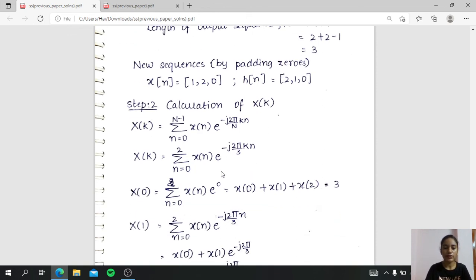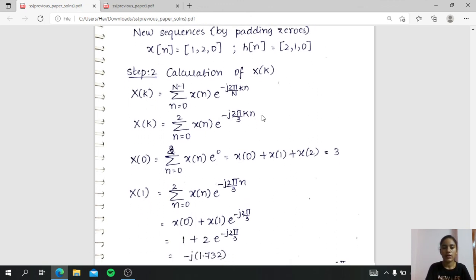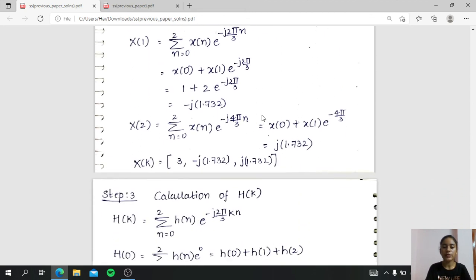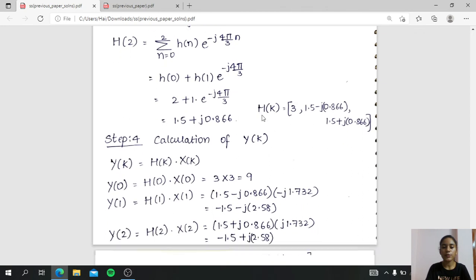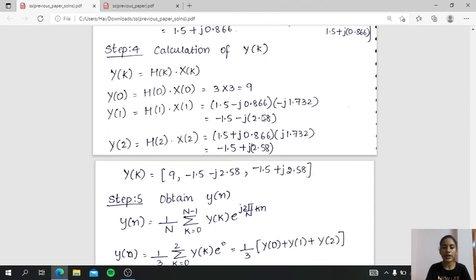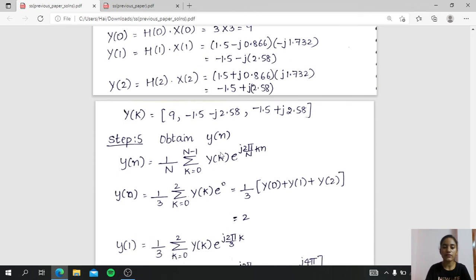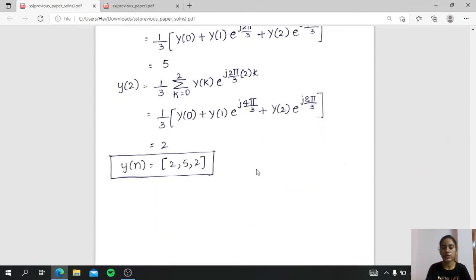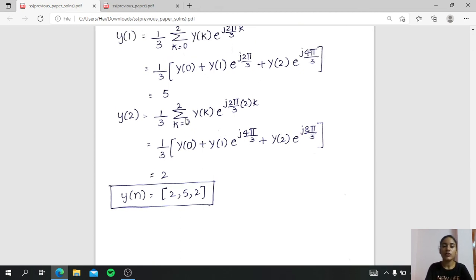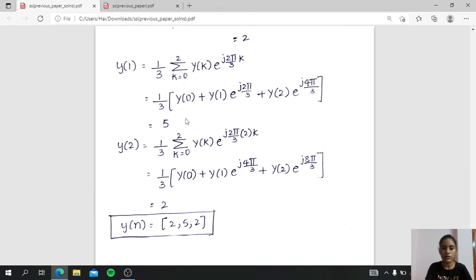In the first step after this, you calculate X of k using the formula. In the second step, you calculate H of k using the same formula. In the third step, you multiply the two sequences obtained, which results in Y of k. In the next step, you obtain y of n, which is the inverse DFT of Y of k. So you obtain your y of n sequence. Just go through the 5th sum. This is similar to that, except that you'll have a step 1 here.